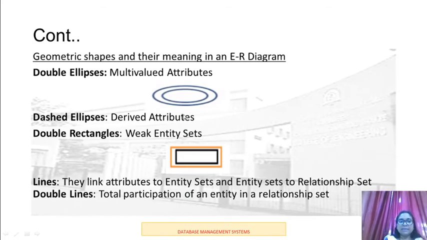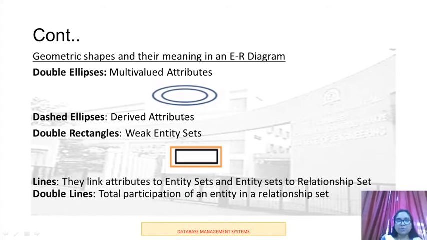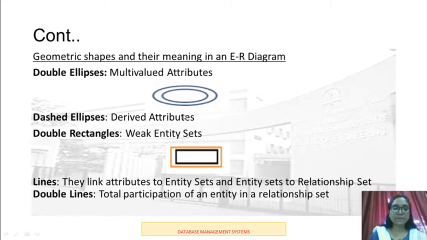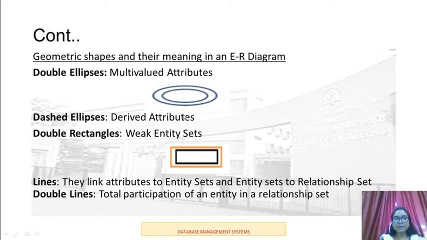Next one is the double ellipse, which is for the multi-valued attribute. It may be possible that an attribute has a single value, or it may have multiple values. Multiple values are represented with the help of the double ellipse. So for example, one student is there, and the student has multiple addresses, like the permanent address as well as the correspondence address. So at that time we will show this attribute with the help of the double ellipse. Or phone numbers: one student has multiple phone numbers, and at that time we will represent this with the double ellipse.